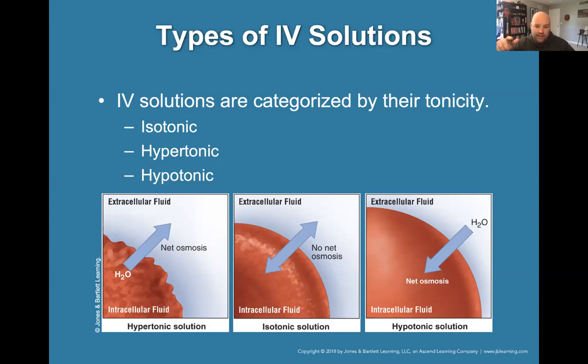Conversely, hypotonic is very, very low in sodium, much lower than the cell. So the cell has more sodium in it, and it draws that fluid into the cells. Does that sort of make sense?